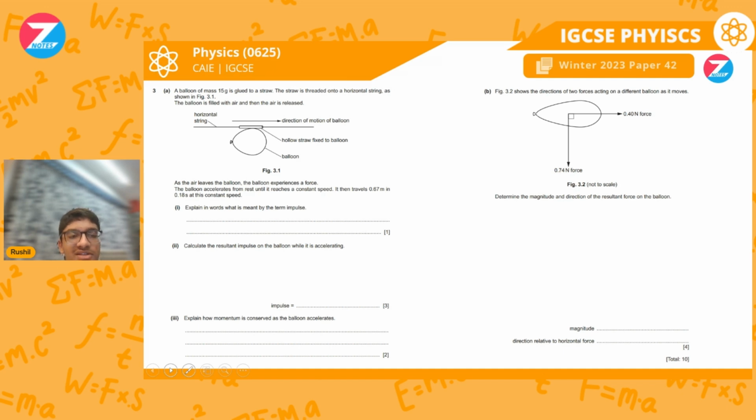Explain in words what is meant by the term impulse. We know that impulse is either the change in momentum or the force multiplied by the time that it acts on the body for.